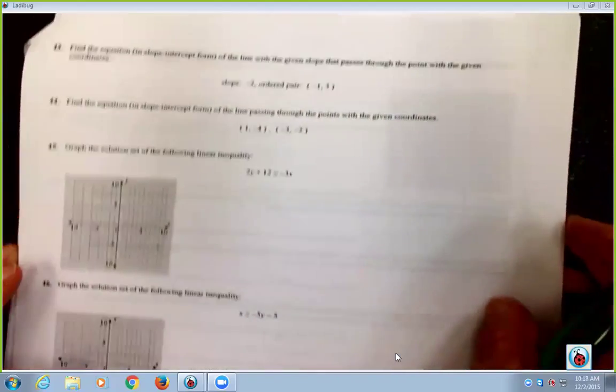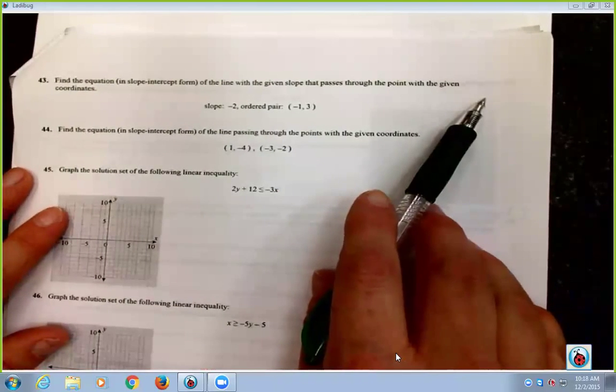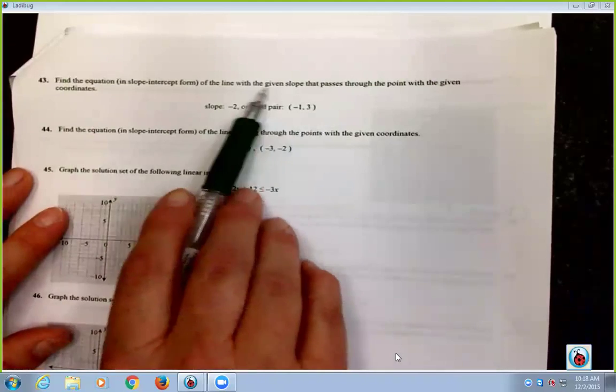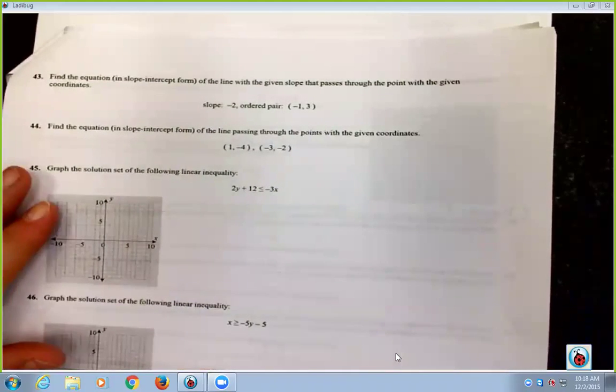Okay, so let's flip it over and see what the next page has got in it. Next page is using the point slope formula because I've got to find the equation of this line. So how can I find the equation of that line?